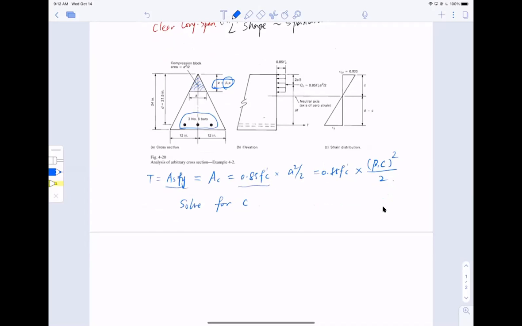And once you solve for c, things are just easy, right? You can find the centroid of this triangle area. That is where the compression force is sitting at, right? 2/3 of A. And then you can use the moment equal to tension, or AsFy, multiplied by the depth minus 2/3 of A. Okay, so this is jd.